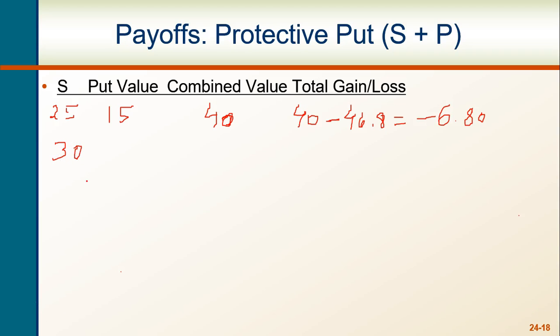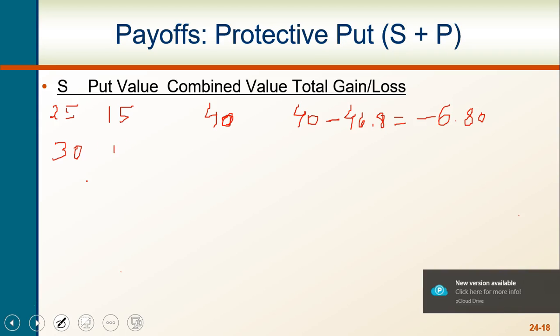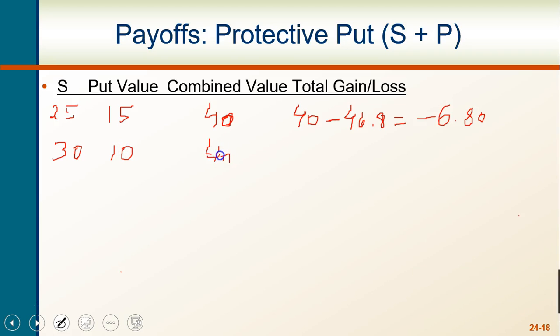So if the stock price rises to $30, what would be the put value? Again, E minus S. The exercise price is 40, right? And the stock price is now 30. So 40 minus 30 is going to give us 10. So the put option will have an intrinsic value of $10. And the combined value will be again $40. And the total gain or loss will remain the same, 40 minus 46.8, which is minus 6.8.